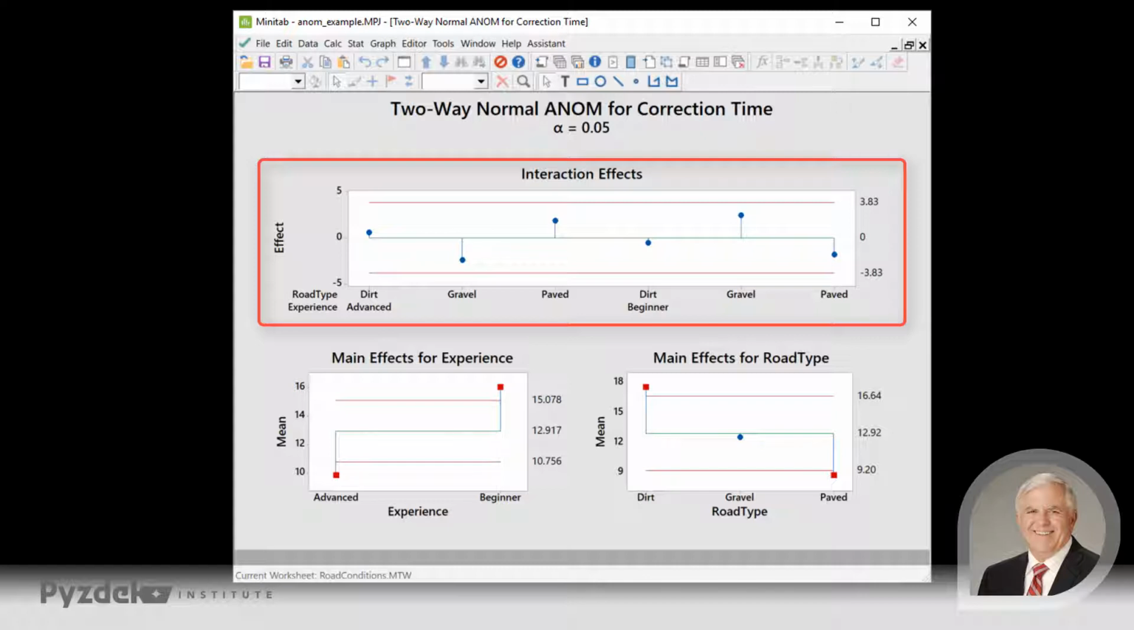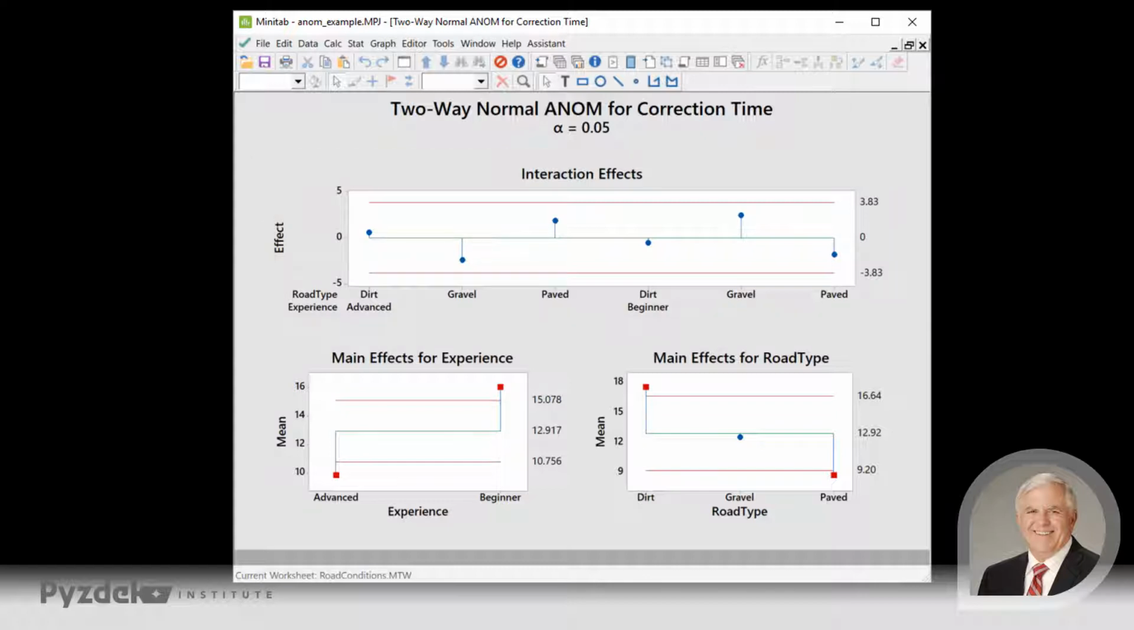We see that all of the different conditions are comfortably within the decision lines, which indicates that the interaction between the experience and the road type is not statistically meaningful. So now let's look at the main effects. Looking at the lower left chart, the main effects for experience, we see that the mean correction time for advanced drivers is below the lower decision line, and the mean correction time for beginners is above it. So that indicates that the two different types of drivers, or two different experience levels, is meaningful and significant.